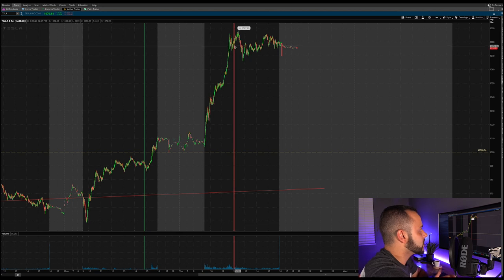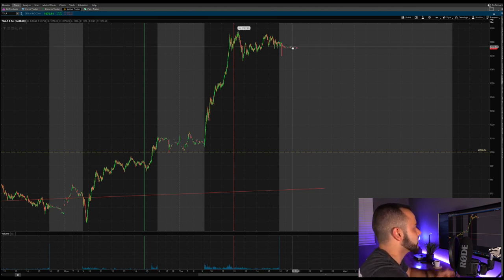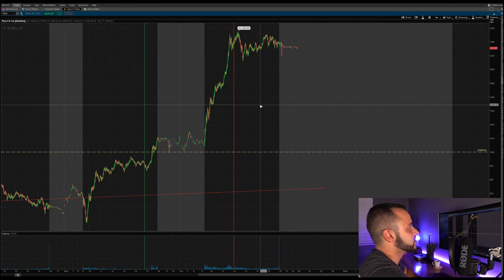Ended up being a pretty good time to sell. It stayed flat during the day. Theta would have probably eaten away at my contract a little bit. So I'm happy I sold Tesla there and locked in some gains. So really nice trade here on Tesla.